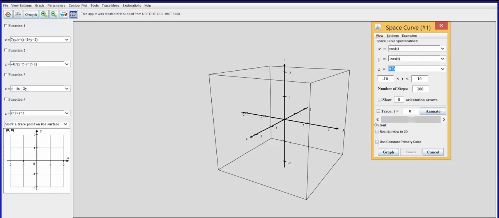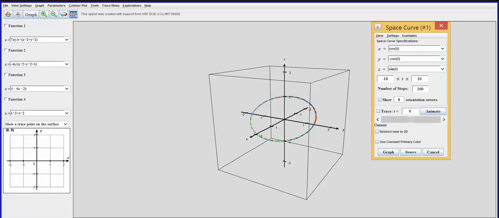So my guess is that if you look at the xz plane only, you'll have a circle. And if you look at the yz plane, you'll have a circle. And if you look at the xy plane, you'll have the line y equals negative x. So I'm just going to use the settings that they have here, and I'll graph it. And it's graphed this circle.